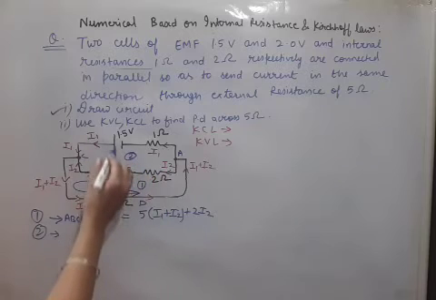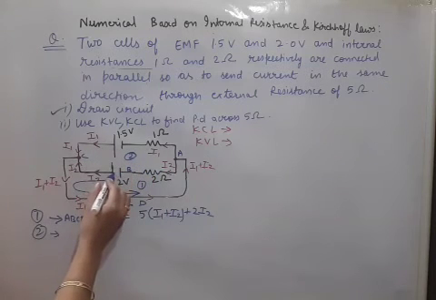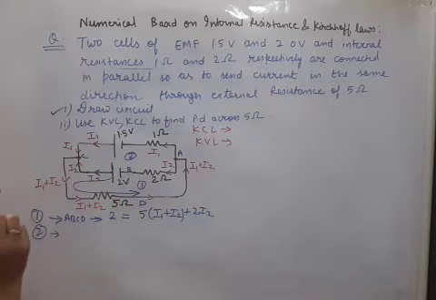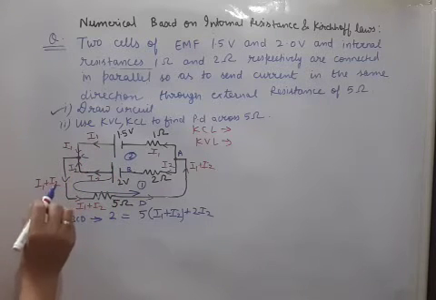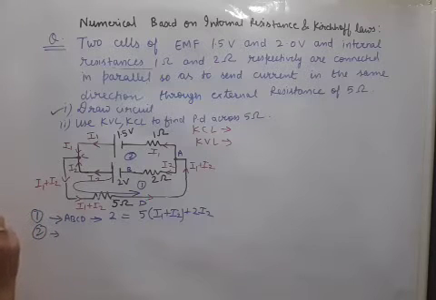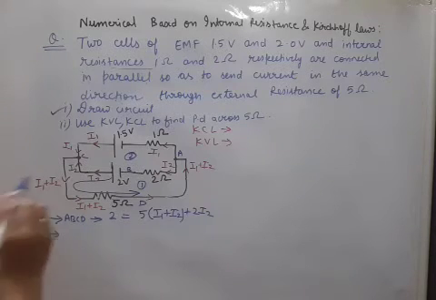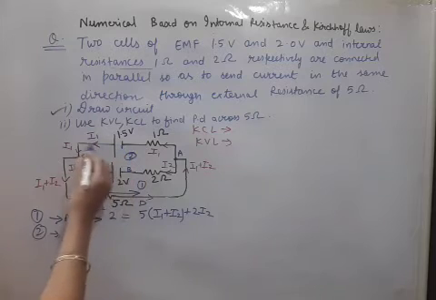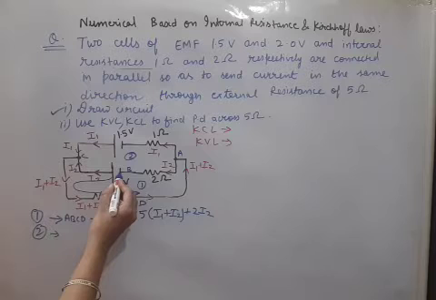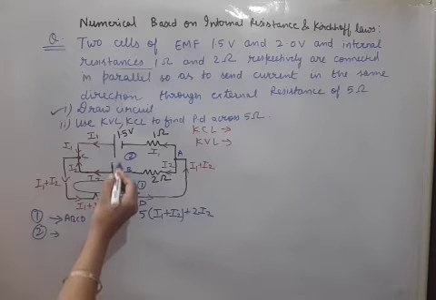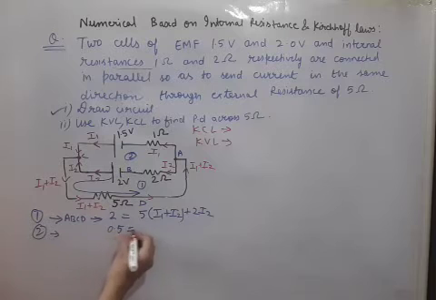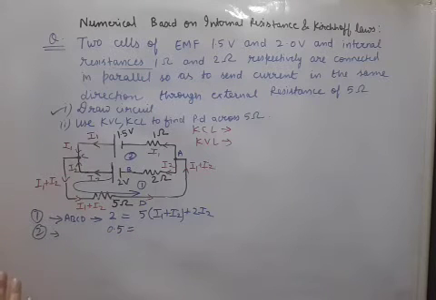Now in this rectangle there are 2 batteries. Whenever 2 batteries appear together, we have to add or subtract them. That is decided by how the terminals are facing. If same terminals are facing, then the batteries are subtracted. In this loop, the negative of the first battery is facing the negative of the second battery. So the same terminal is facing, which means the 2 batteries will be subtracted. So 2 minus 1.5 means 0.5 volt is the resultant voltage.